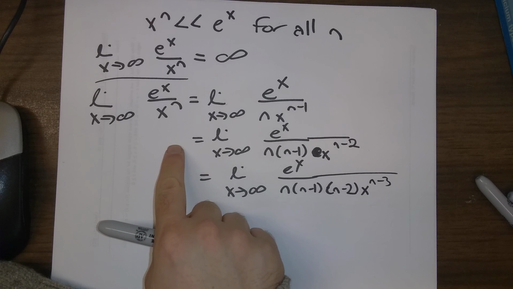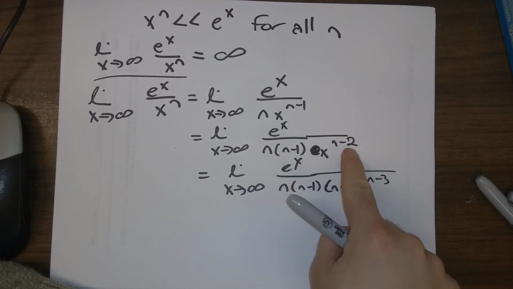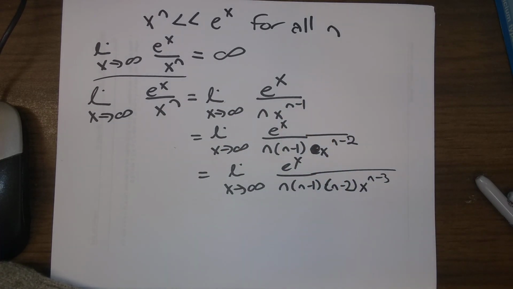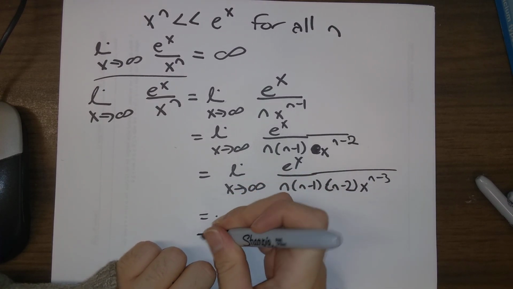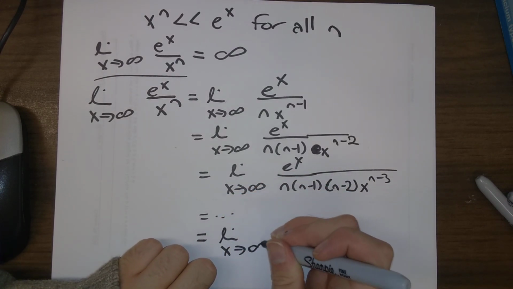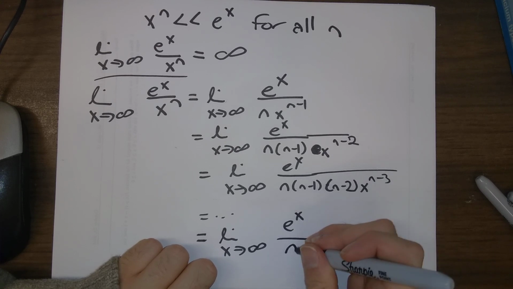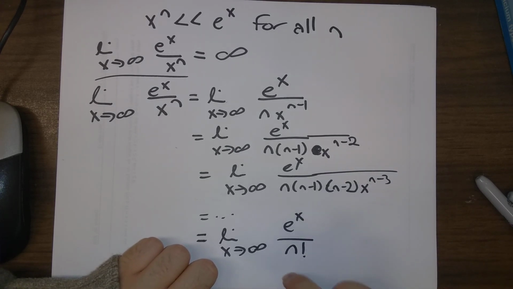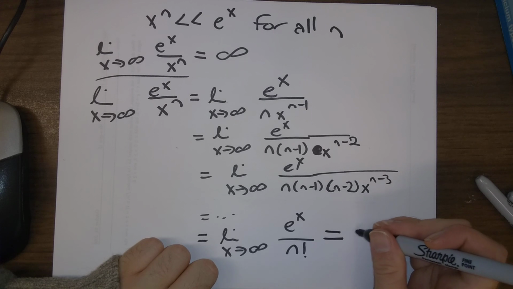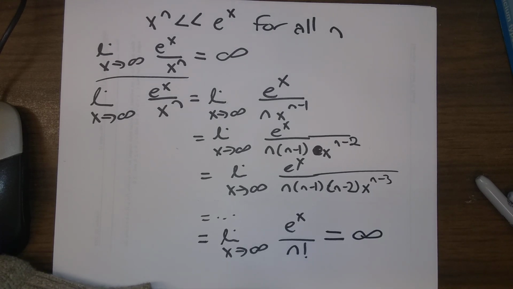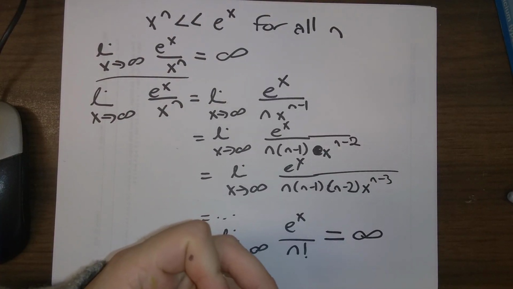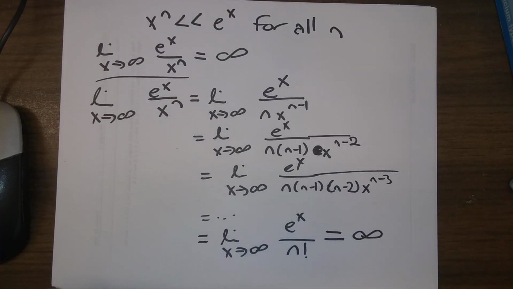So eventually, x to the 10 becomes x to the 9, becomes x to the 8, becomes x to the 7, 6, 5, 4, 3, 2, 1, 0. Eventually, we end up with a limit as x goes to infinity of e to the x over n factorial, and that's a constant. And that's how we would end up concluding that the overall limit here is infinity. So e to the x grows faster than x to the n for any exponent n.